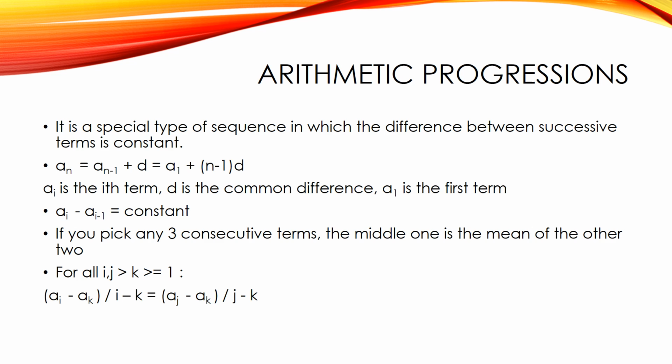Each of the following is necessary and sufficient for a sequence to be an AP. a_i - a_(i-1) is equal to a constant. If you pick any three consecutive terms, the middle one is the mean of the other two. For all i, j > k >= 1, (a_i - a_k)/(i - k) = (a_j - a_k)/(j - k).